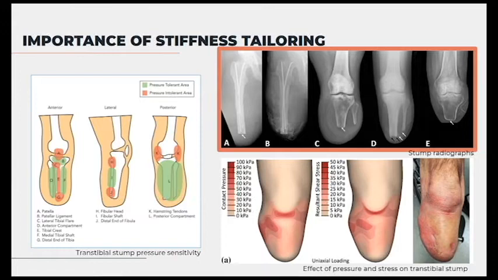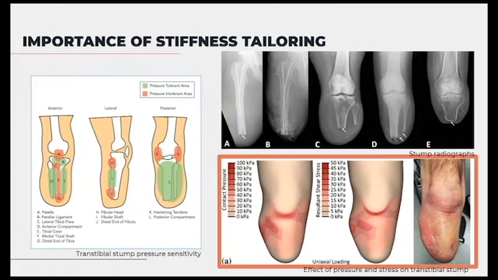However, the most common discomfort amongst amputees is more surface level. High shear and compressive loads at the surface of the limb and the interface between the stump and the liner can cause irritation, breakdown, and blistering. This is where stiffness tailoring comes in.